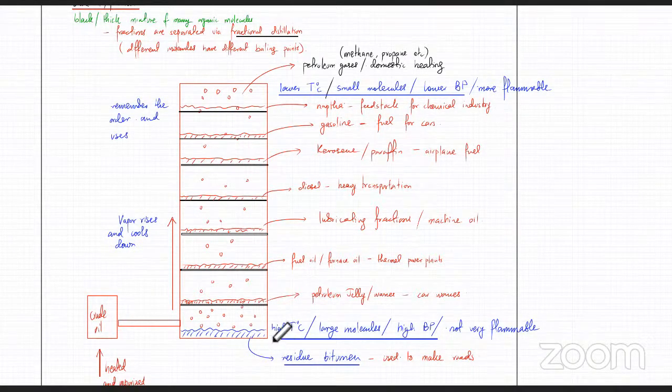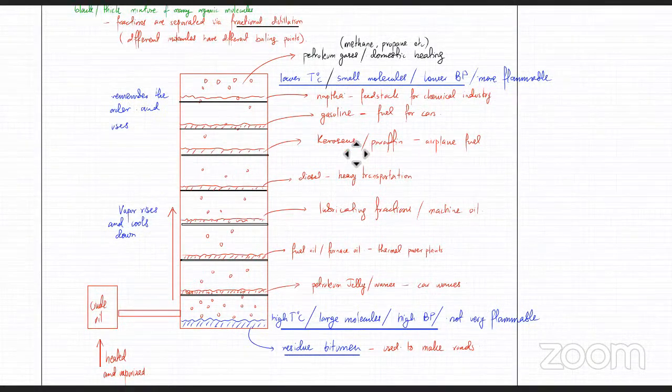Tar and so on, those are your big molecules, petroleum jelly, waxes, car waxes. Going upward you get smaller molecules, and they've got lower boiling points, so they don't condense easily. That's why they are obtained once the vapor cools significantly. So when the vapor cools significantly, that's when you get your small molecules. Now the thing is that big molecules are not very useful because you can't burn them.